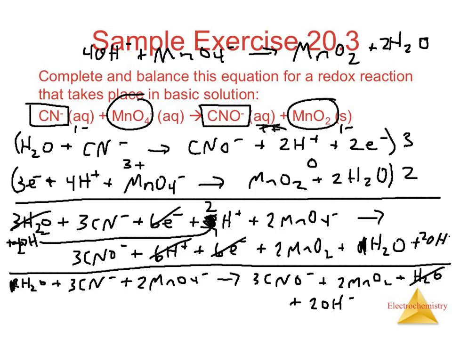A little bit tricky, but like I said, it's the same process every time, so once you learn it, it's not that bad.